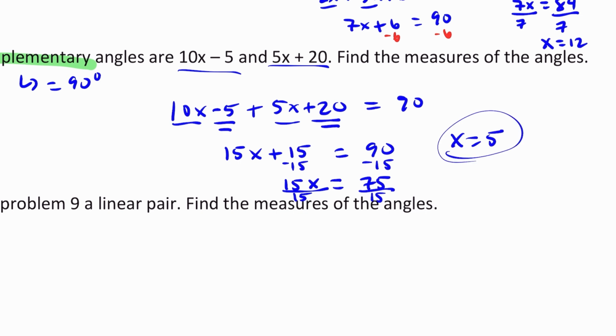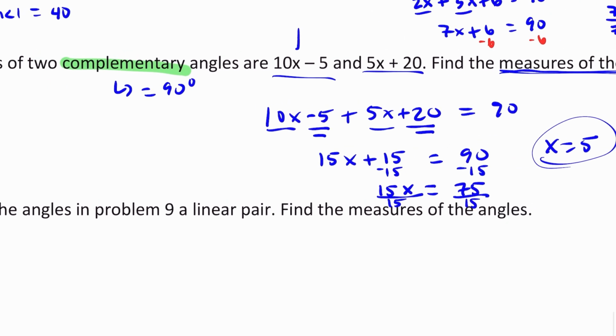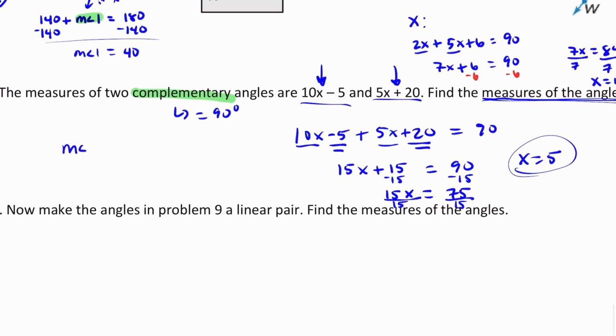So if x is equal to 5, am I done? Nope, I have to figure out the measure of the two angles here. So this is angle 1 and this is angle 2. The measure of angle 1 is currently 10x minus 5. So I'm going to replace x with 5. So 10 times 5 minus 5. 10 times 5 is 50. 50 minus 5 is just 45. Right? So it's 45 degrees.